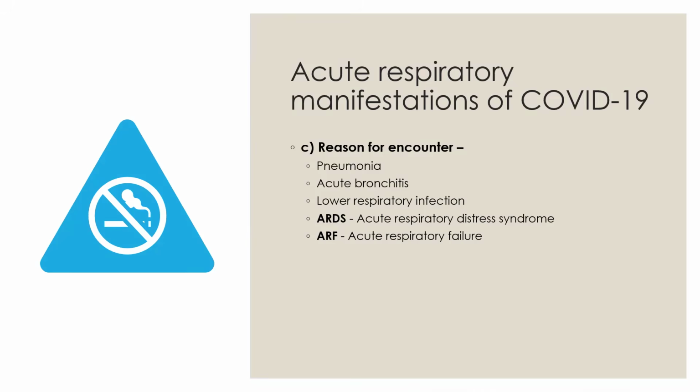When documented as an other specified respiratory disorder, use U07.1 and J98.8. Now, with ARDS, or acute respiratory distress syndrome, you're going to use U07.1 and J80 for the acute respiratory distress syndrome. And lastly, acute respiratory failure. You'll use U07.1 and a code from J96.0 and the appropriate additional characters as appropriate.